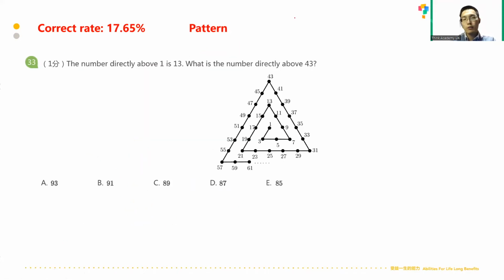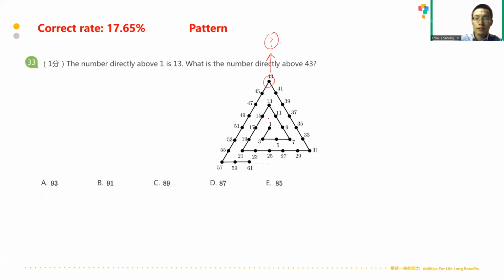Right. This question is pretty hard. Let's look at it. You see it has a very low correct rate. So the number directly above 1 is 13, and we want to know what is the number directly above 43, the number represented by the question mark.